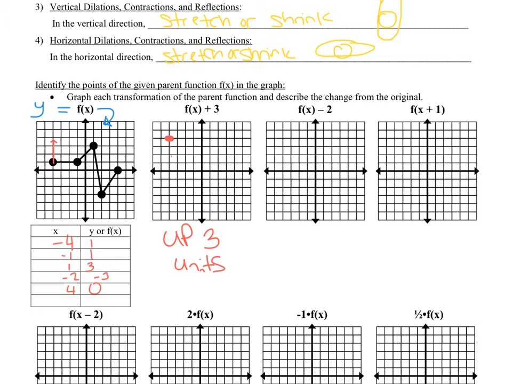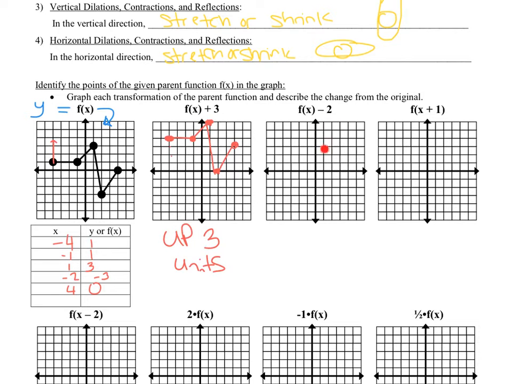Okay, and the next one I'll move this original point right here up 1, 2, 3. So I would make a point right there. And then I would follow suit with the others. I would move this point up 3, 1, 2, 3. So that's going to go right here. And then the next point up 3, 1, 2, 3. So I'll go about here. And then the next point, 1, 2, 3. This is my translated function, up 3 units.